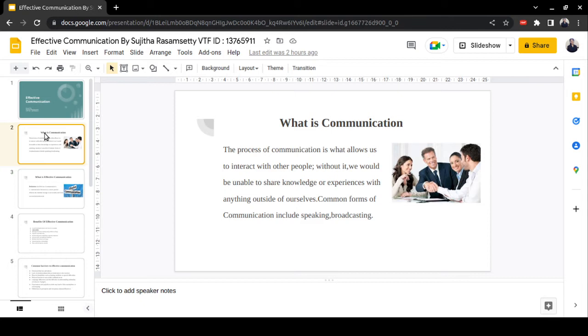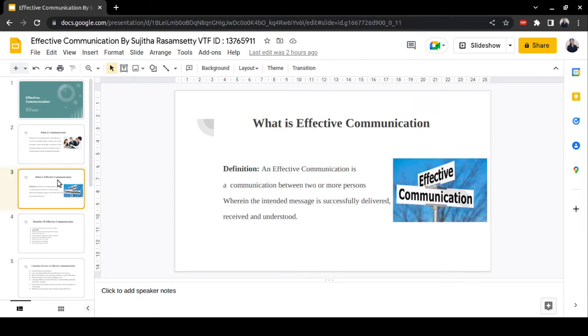in the form of speaking. What is effective communication? An effective communication is a communication between two or more persons wherein the intended message is successfully delivered, received and understood. The message which we are saying to others should be concise, clear and well understood by the other people. So it is called effective communication.